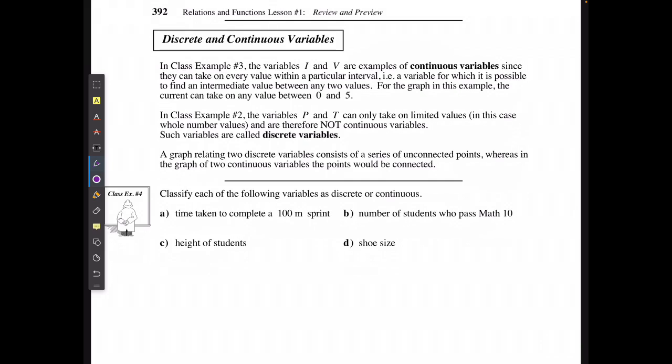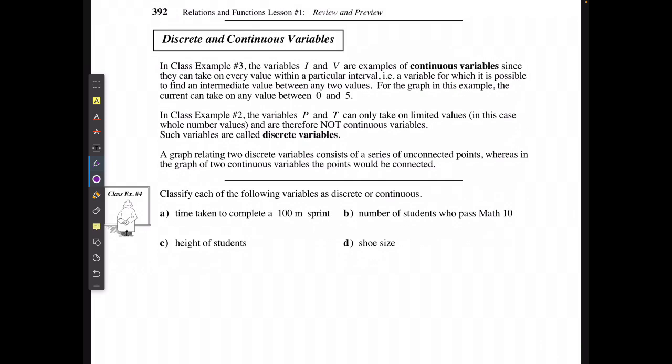Whereas if I was looking in terms of discrete values, it would be like the number of students in my classroom, where either I have one student or I don't have the student in my classroom. I'm never going to have a point of 0.25 of a student in the classroom. So if one variable or the other is one that has to exist in exact values, whether that be whole numbers or whatever it happens to be, then I'm going to refer to that as discrete.